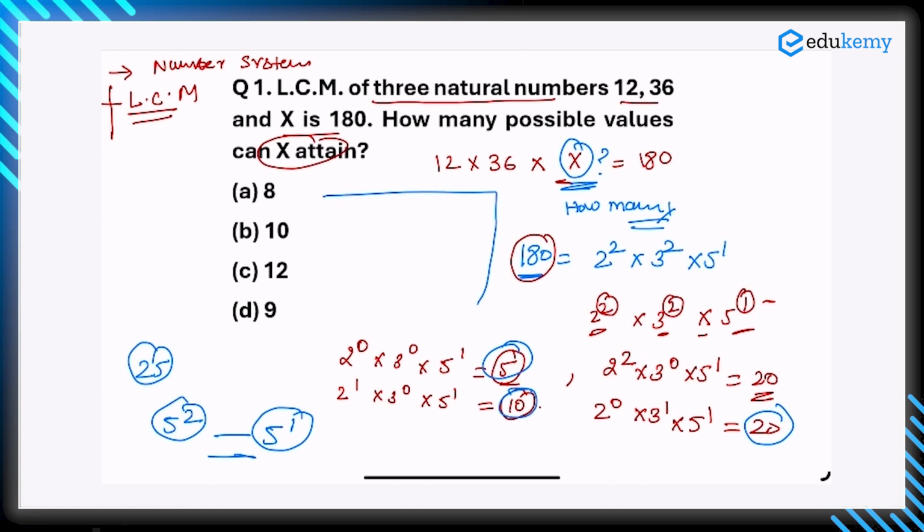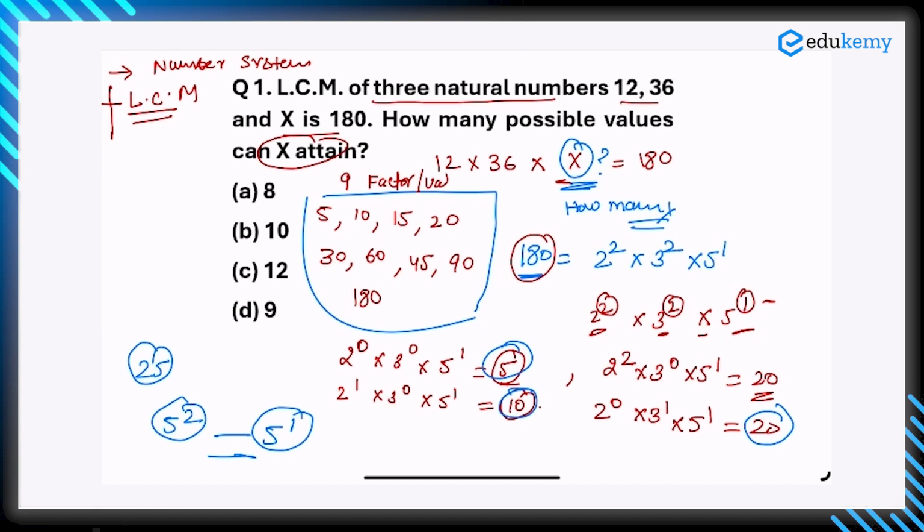So what can be the factors of it? We can write here what can be the factors. The first factor can be 5, then 10, then 15, then 20, 25 will not be there, then 30. After 30 it will be 60. After 60 it will be 45, then 90, and then 180. So these are the 9 factors or 9 values possible for x here.